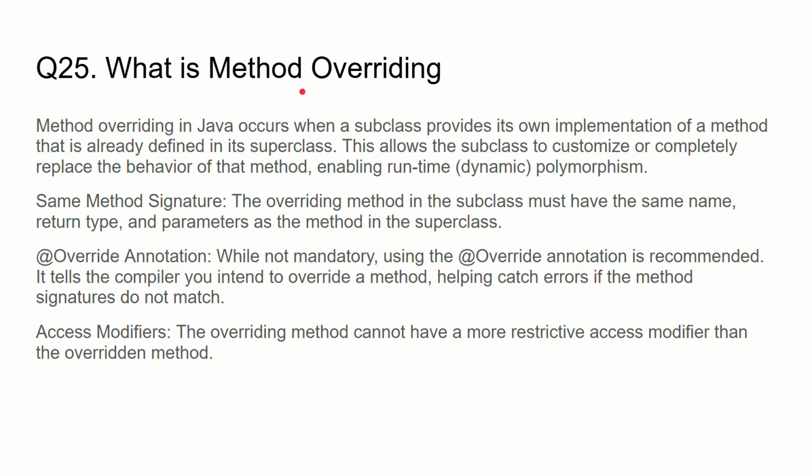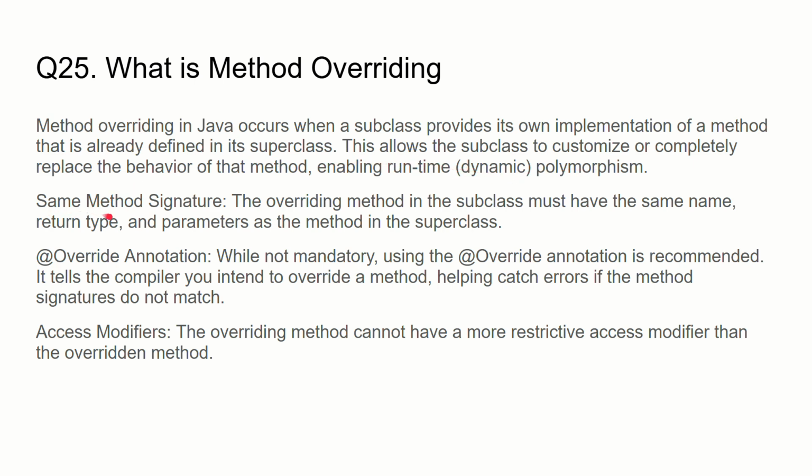What is method overriding? This is another very important question. So method overriding in Java occurs when a subclass provides its own implementation of a method that is already defined in its superclass. This allows the subclass to customize or completely replace the behavior of that method, enabling runtime polymorphism, which is also known as dynamic polymorphism.